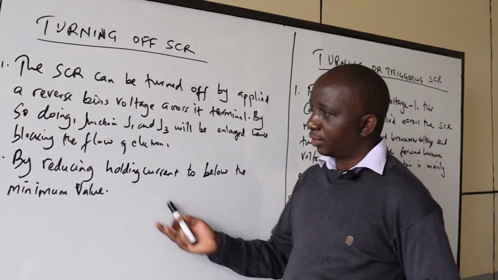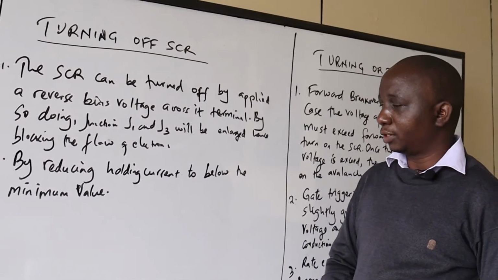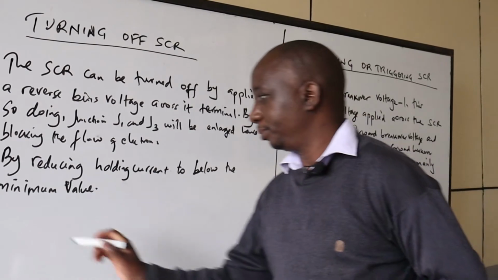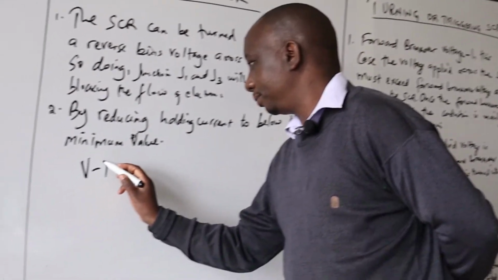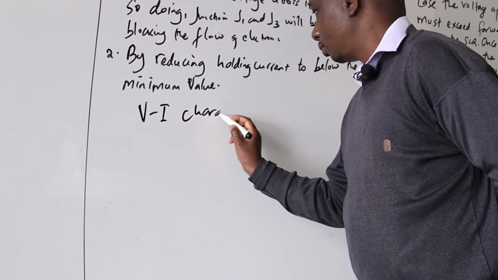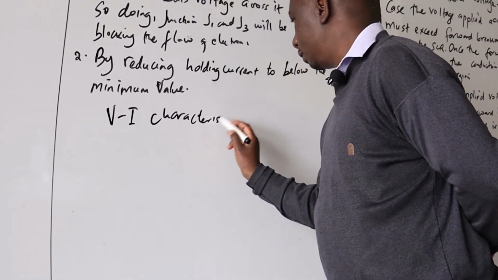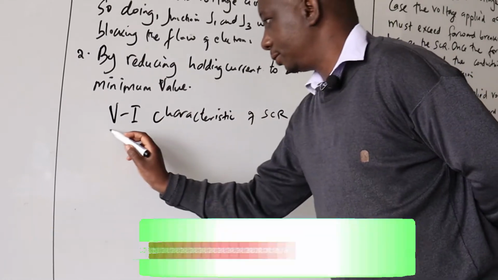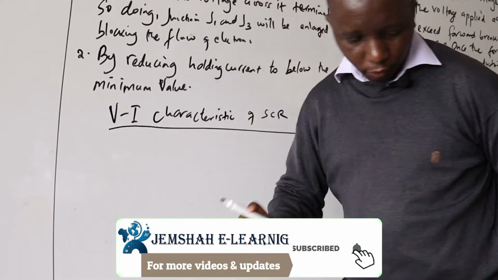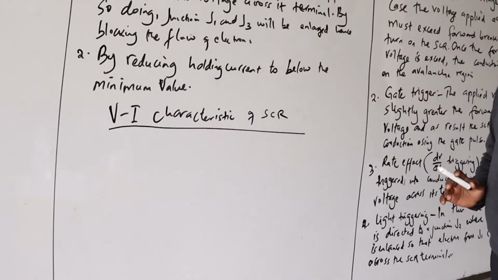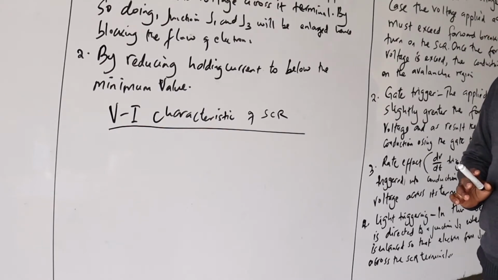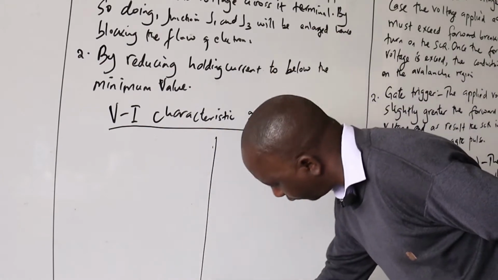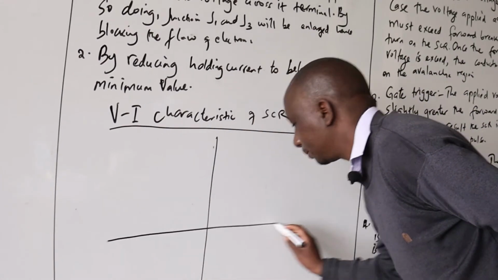From this, we're now going to sketch the VI characteristics of the SCR. We need to sketch this so that we're able to understand what it's all about and how the conduction is processed. We shall have the vertical and the horizontal axis.